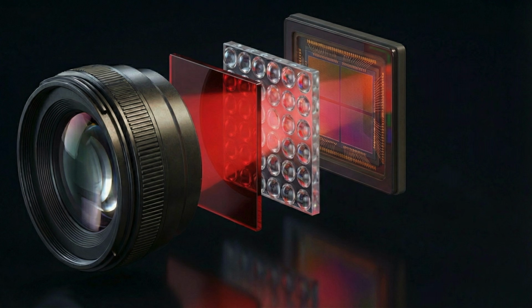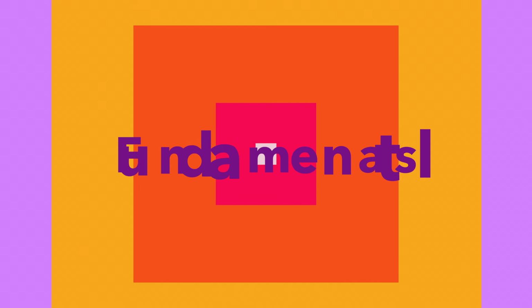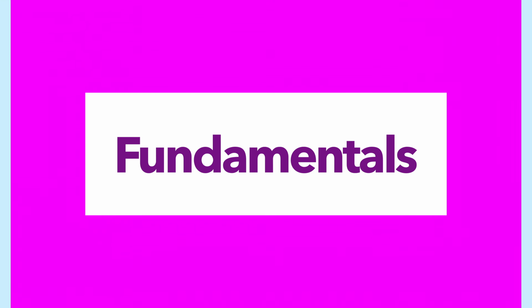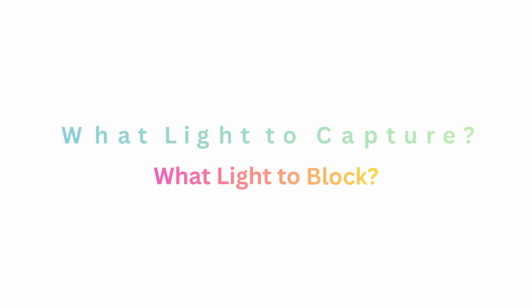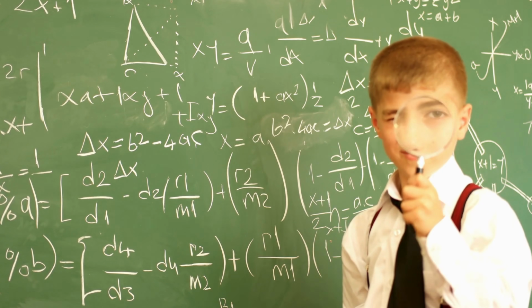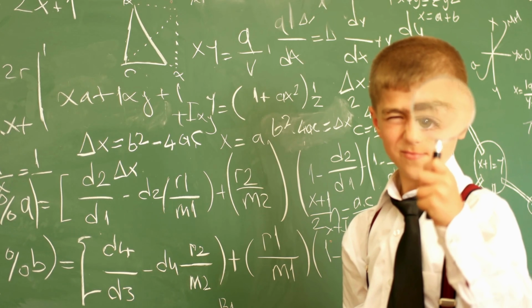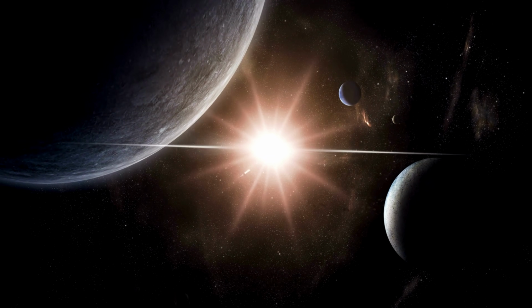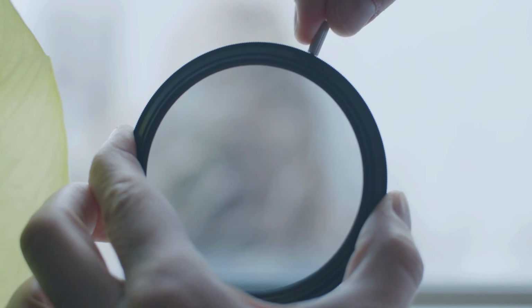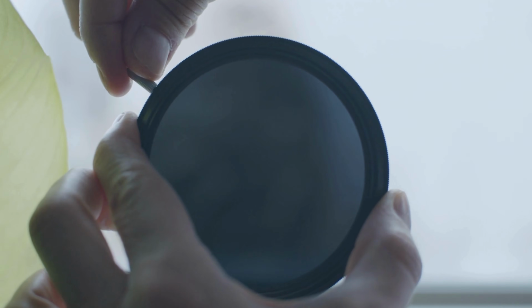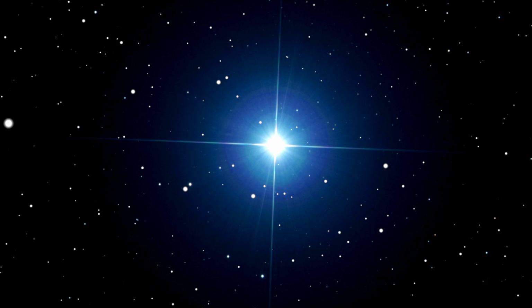Before we jump into filter types, brands, or budgets, there's one fundamental thing we need to understand. What light are we actually trying to capture, and what light do we want to block? Don't worry, we won't get lost in physics. We just need a clear idea of the sources of light in the night sky and how they behave, because that understanding forms the foundation of every filtering decision you'll make. Let's start with the light we want.